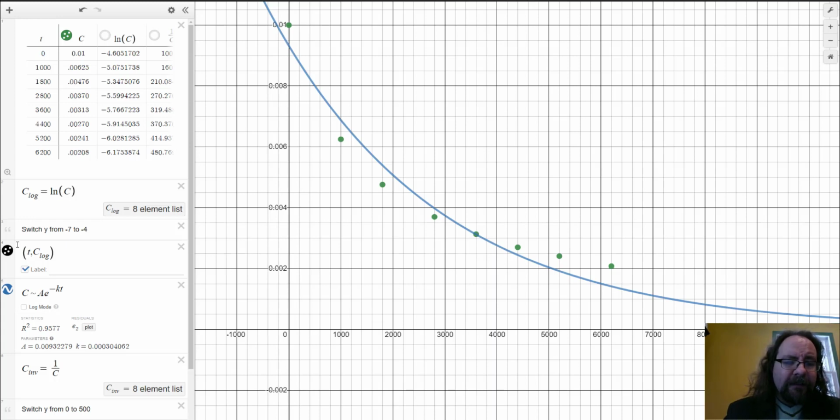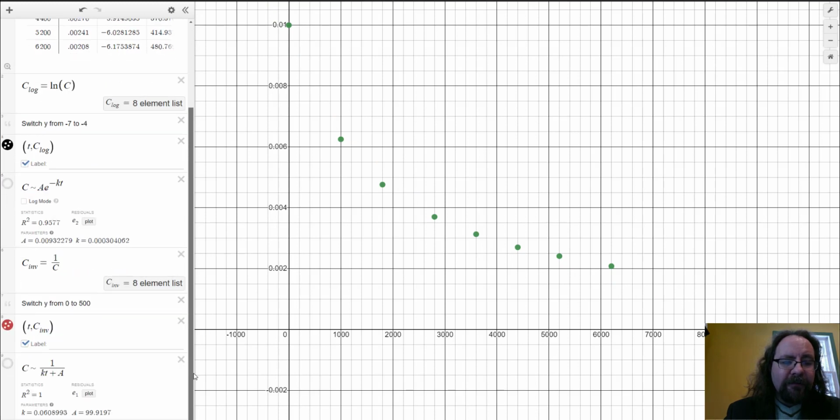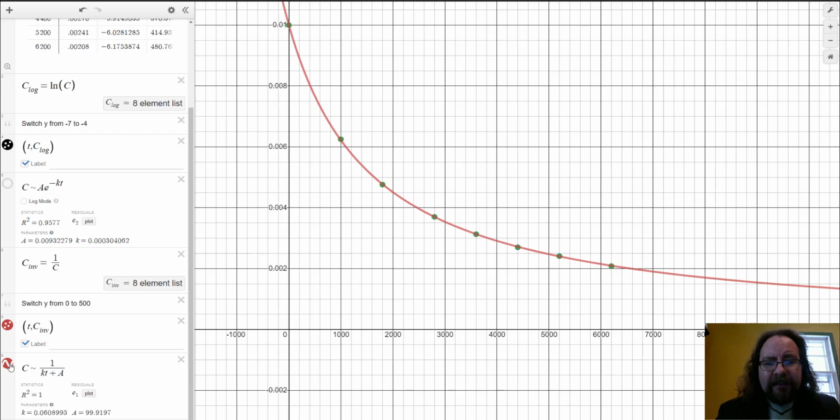So I'm going to turn off the first order equation, and now I'm going to have Desmos try to match a second order solution to it, which is going to be of the form 1 over kt plus a constant. And when I do that, you can see what happens. We get a solution curve that very closely matches the points. That aligns with what we saw earlier, when the scatter plot of the reciprocal as a function of time looked very much like a straight line.